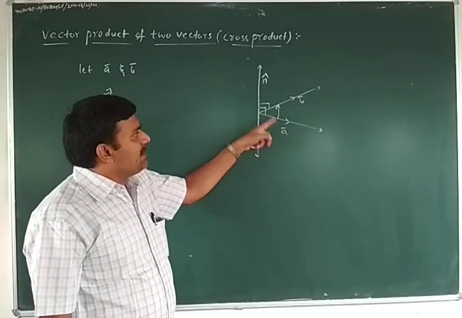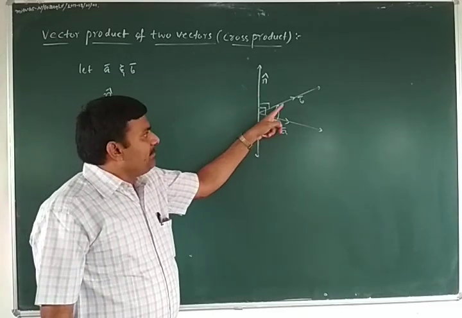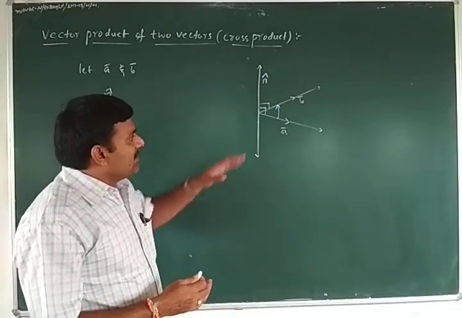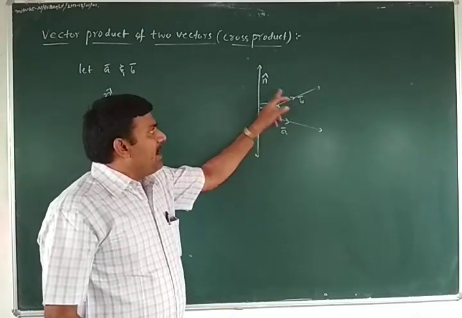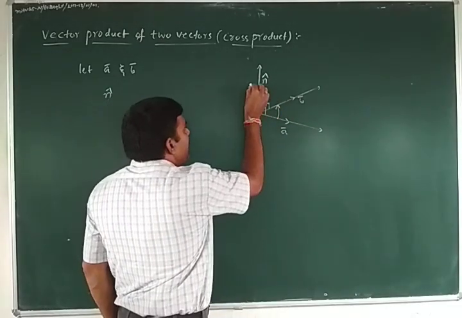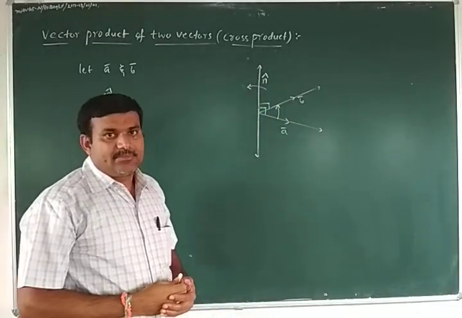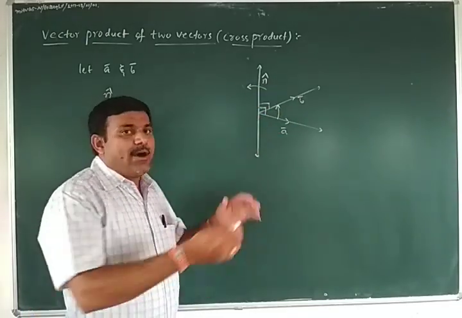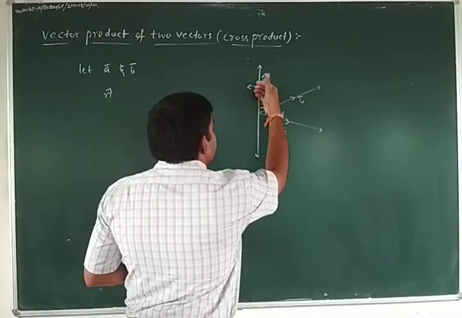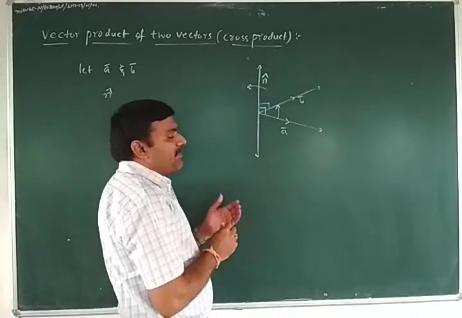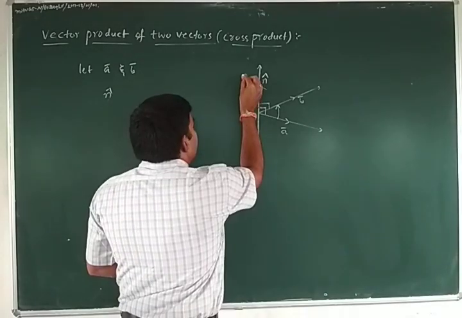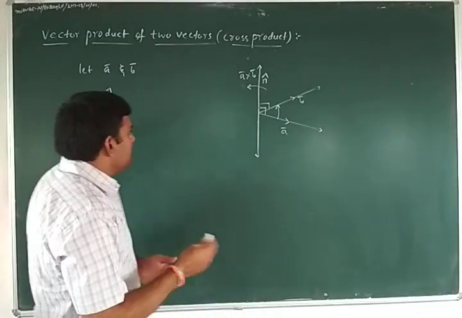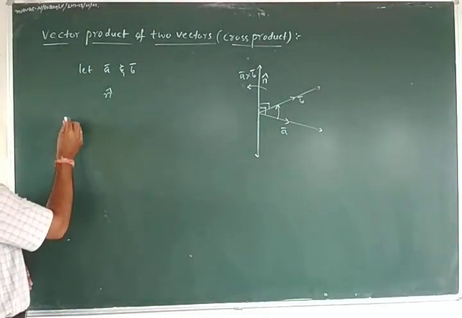So A bar is perpendicular to n cap and B bar is perpendicular to n cap, and also these three vectors A bar, B bar and n cap form a right-handed system. Now, to define the A bar cross B bar value.